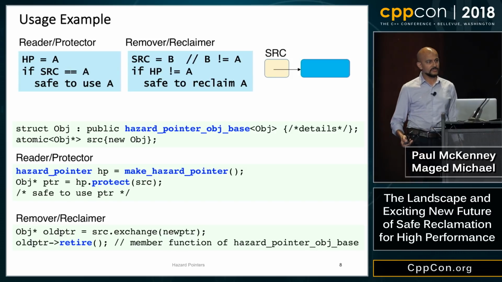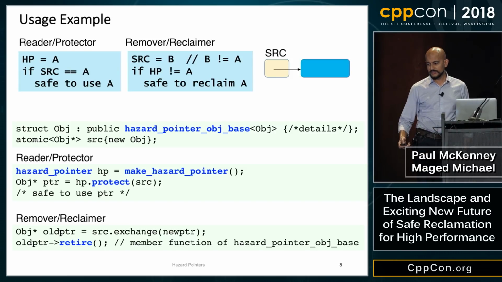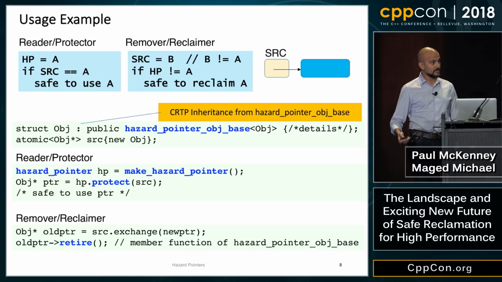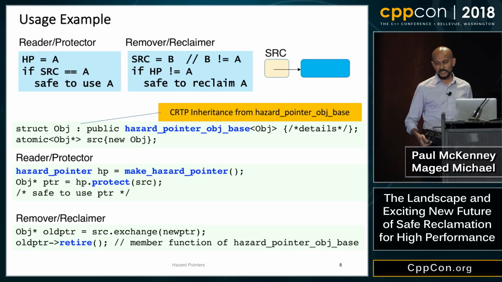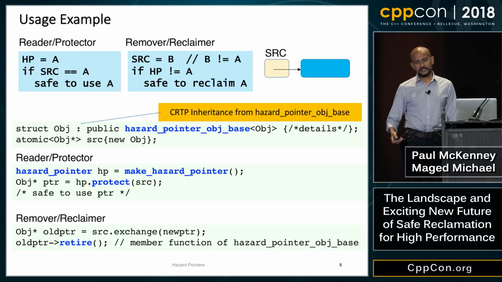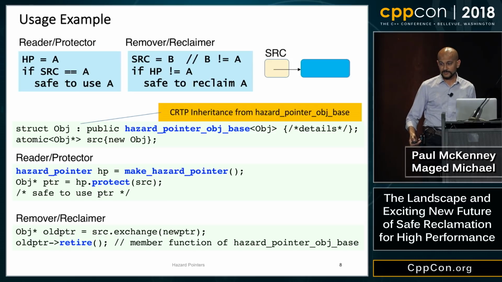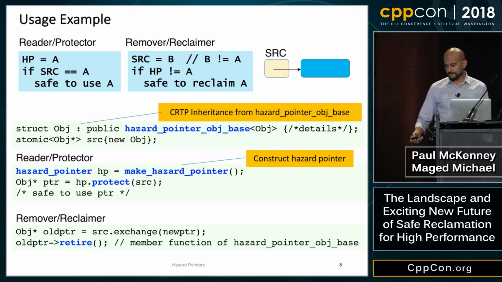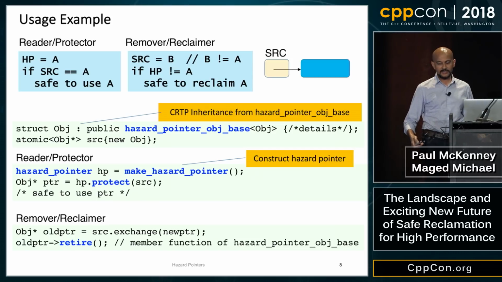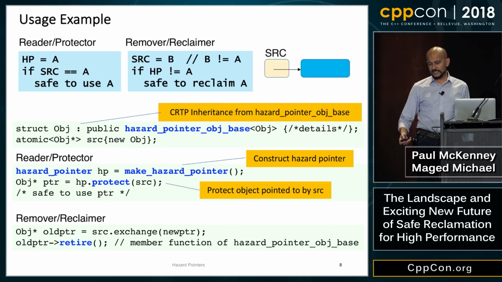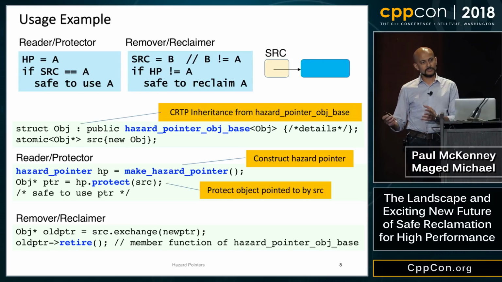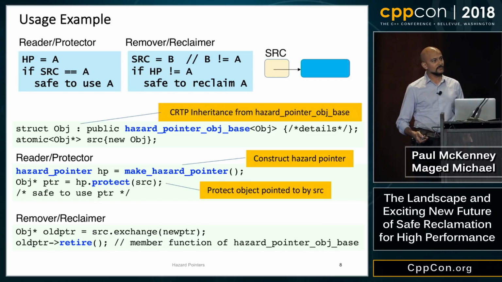So again, we're going back to the example I showed in the beginning with pseudocode, but in this case, we're implementing it using this API. So the protected object, as I mentioned, is derived from the object base, and it's giving the type as a template argument. This is the constructor for an active hazard pointer. We use that hazard pointer to get a protected pointer value from the source. Once we get that, we know that that pointer is protected, and we can use it.